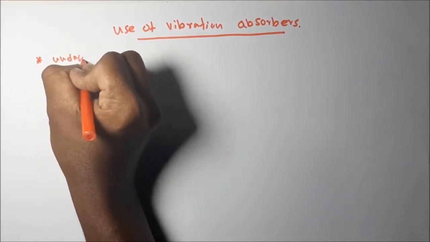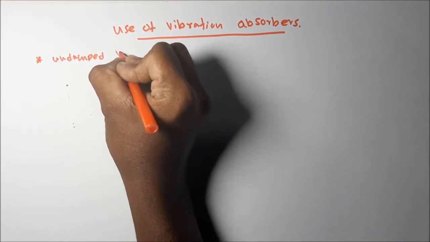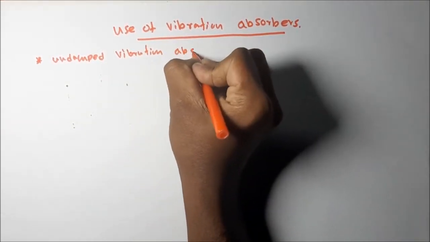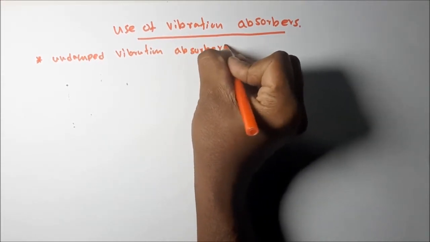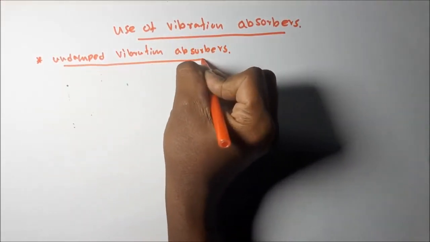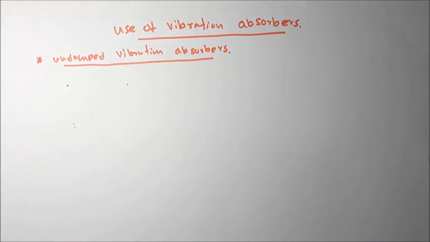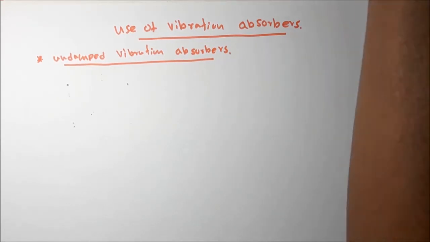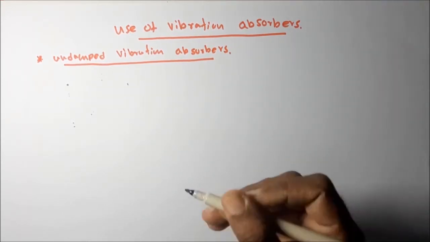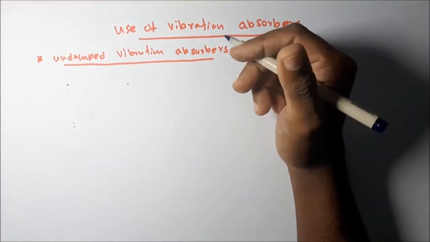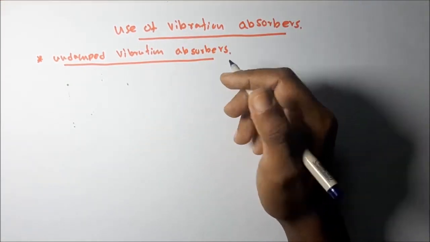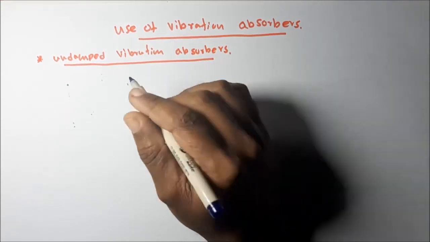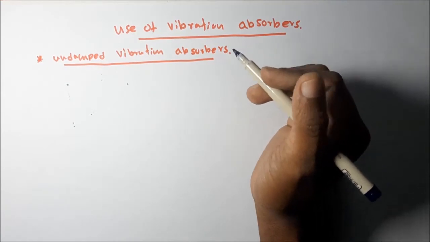Okay, undamped vibration absorbers. First we are going to discuss vibration absorbers. It is also a spring mass system. Then what happens when using the vibration absorbers? The energy transferred into the system is taken by this absorber. Then the absorber is vibrating without vibrating the system.